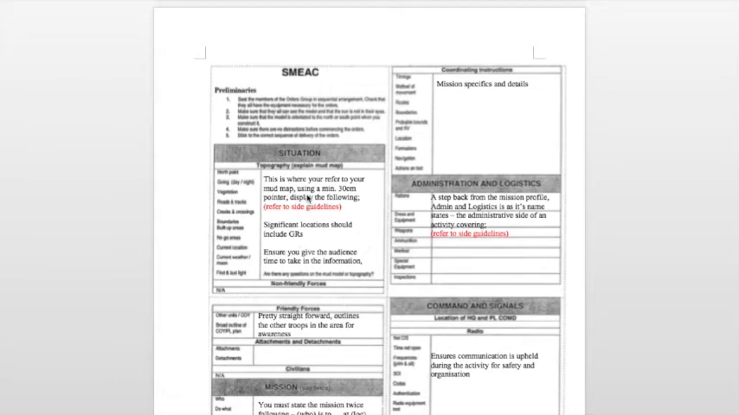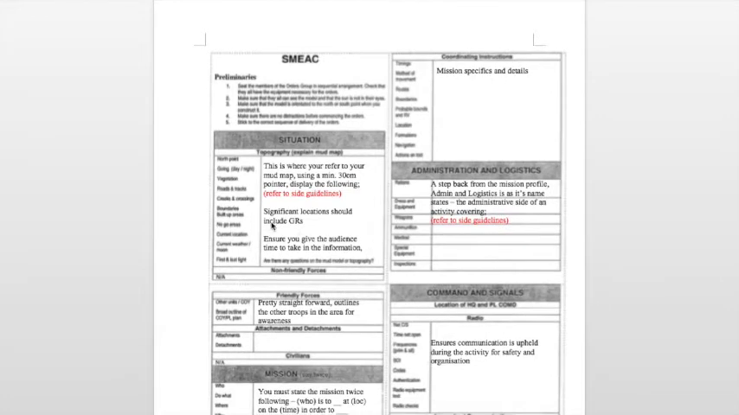you refer to your map using a minimum 30 centimeter pointing stick. It can, obviously, be longer than that, but you want it to be clear. You want to have a clear indication of what you're pointing to when you're talking about it. For boundaries, built-up areas, and no-go areas, these are more significant locations. They should include grid references.